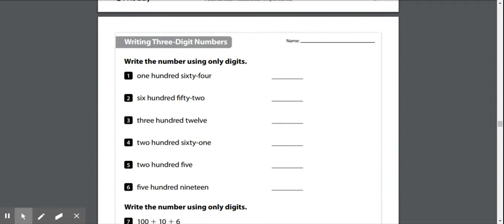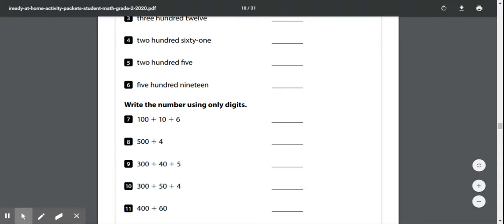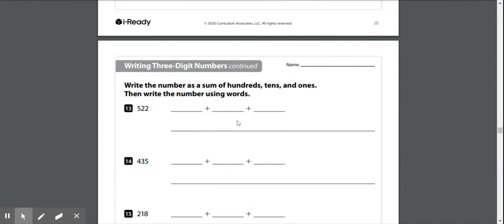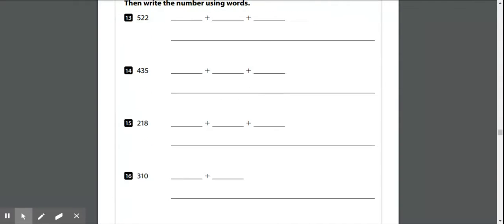On page 18, you're writing 3-digit numbers. You're looking at the written form and writing them only using digits. And then we break it down into numbers and then writing them only using digits. Writing 3-digit numbers continues on to page 19.